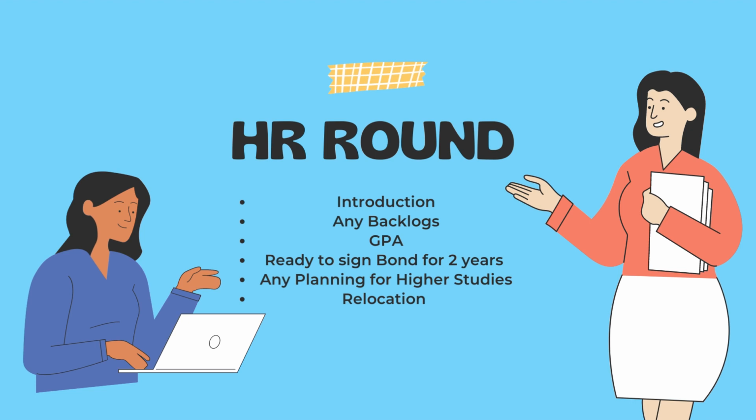In the HR round, it was just basic things only. They explored more about yourself. Just as in the other rounds, here also we have an introduction, and then they asked for any backlogs. Hexaware will not take you if you have any backlogs, so zero backlogs. And then GPA, and whether you are ready to sign a bond for 2 years. In Hexaware it is a 2 year bond, and training also, training for about 6 months, and then full time, which is 2 years.